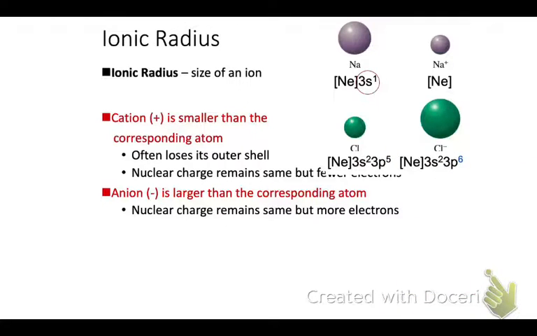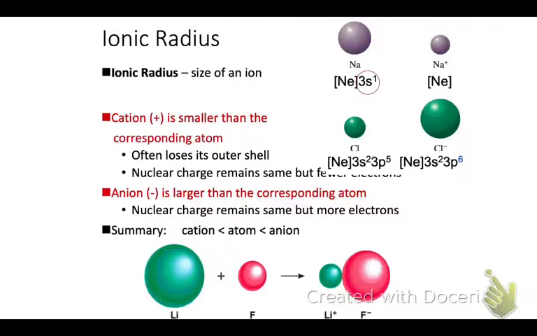Nuclear charge remains the same, but you have more electrons, and therefore there will be more repulsion. So generally speaking, the neutral atom is in the middle. An anion will be larger than a neutral atom, and a cation will be smaller than a neutral atom.